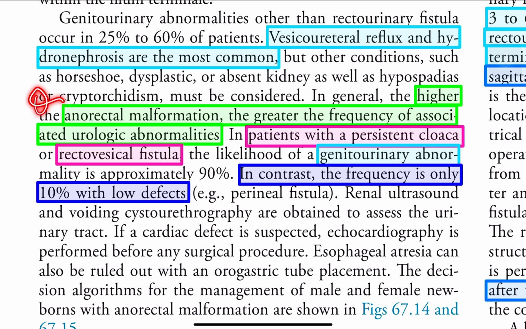One-liner. Patients with persistent cloaca or rectovesical fistula have a high likelihood of genitourinary anomaly, almost 90%. So cloaca indicates a higher anomaly, so a high chance of genitourinary anomaly. In contrast, this is only 10% with low defect. 90% in higher and 10% in lower defect.